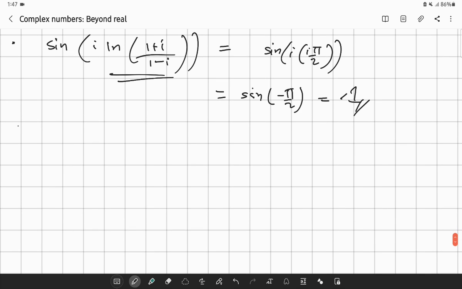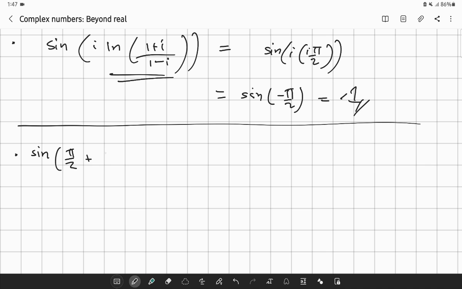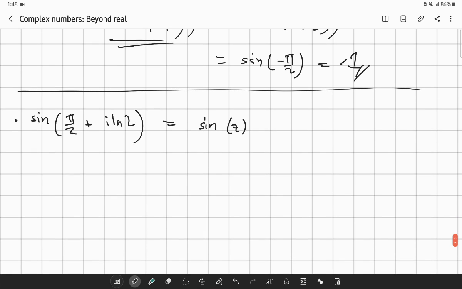Now let's do another problem, and this one is going to be sine of (pi over 2 plus i ln 2). Okay, now where do we get started? Do we have a formula for sine of a complex number? Apparently we don't. So what do we do here? What else do we know about sine? We know that sine of theta is (e raised to i theta minus e raised to minus i theta) over 2i. This is the equation that we took earlier today.